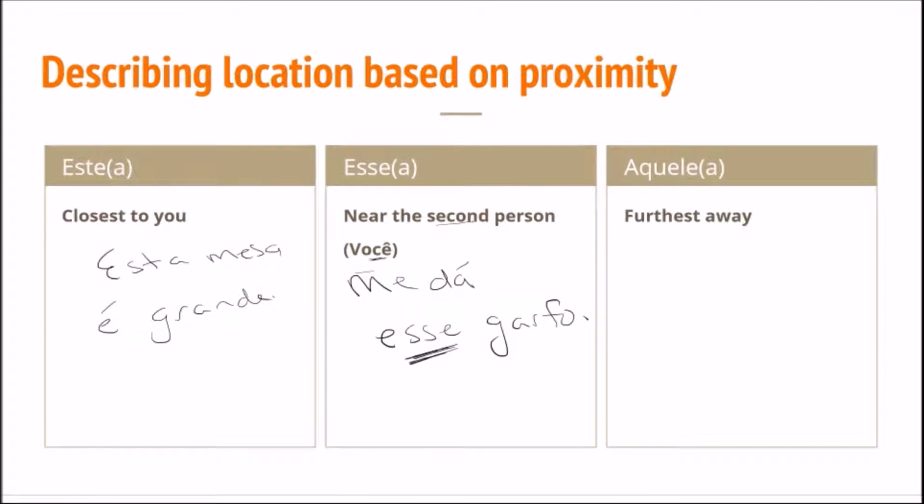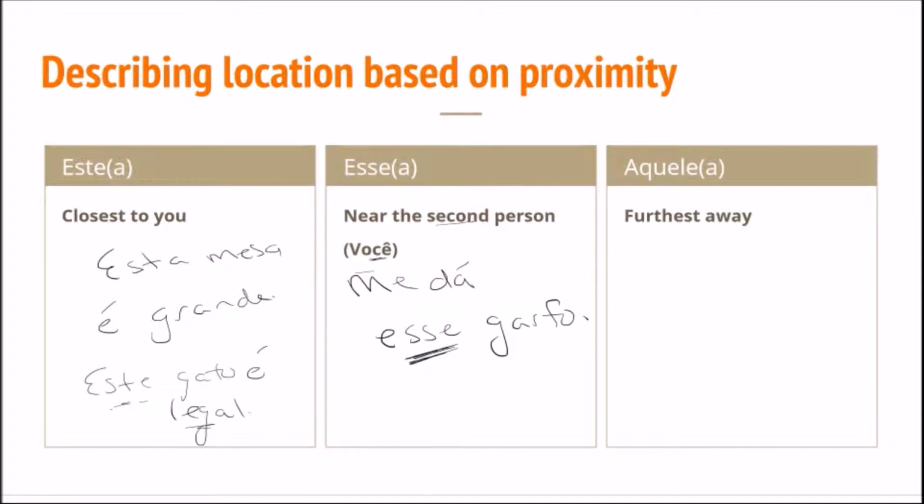So if you're petting a cat, right, and you like the cat, you can say, Esse gato é legal. Legal means cool, right? So este gato é legal. This cat, closest to me, the one that I'm petting, is cool. Go back to the second person. Me dá esse garfo. Give me the fork closest to you. And then the one that's furthest away would be aquele.